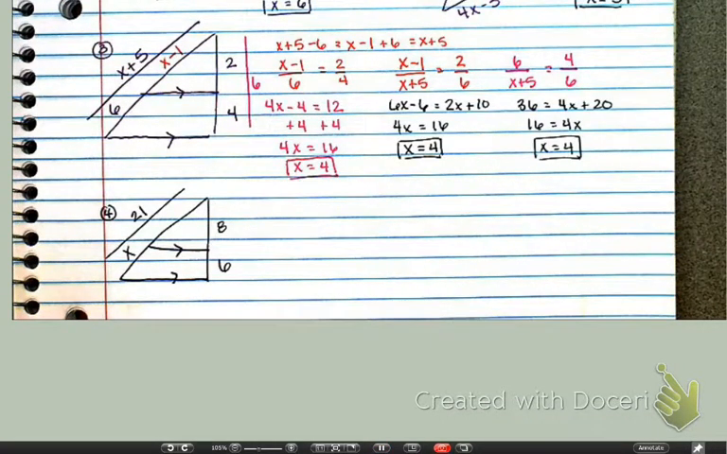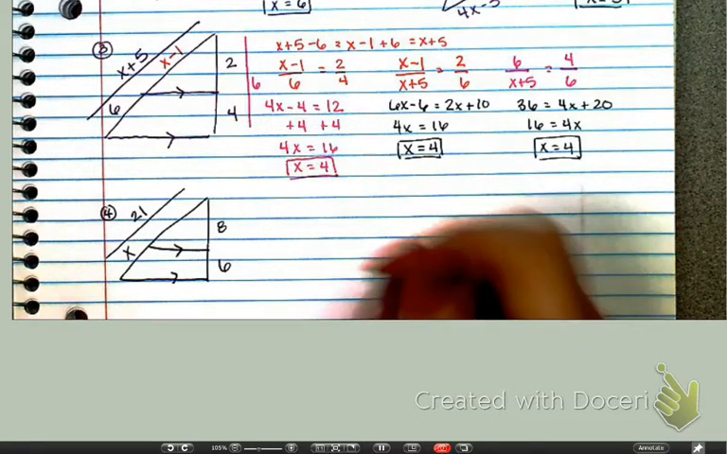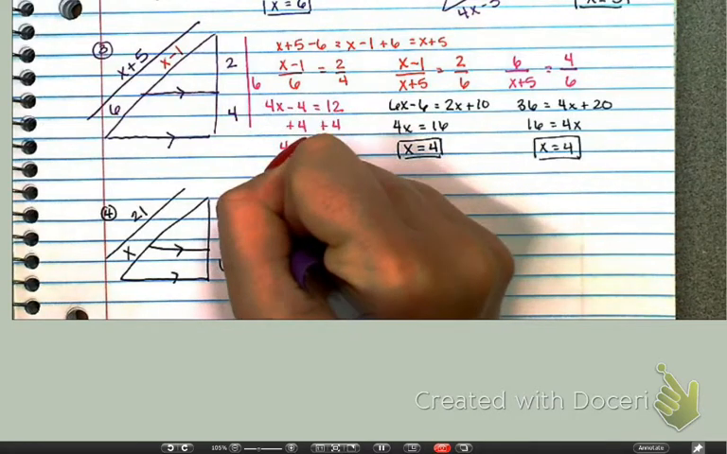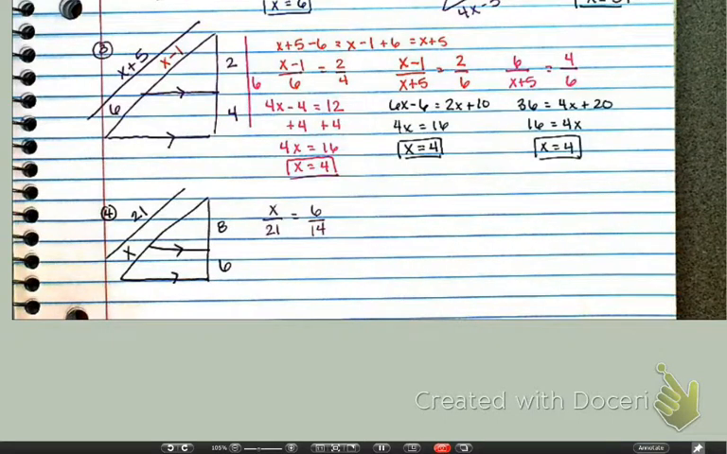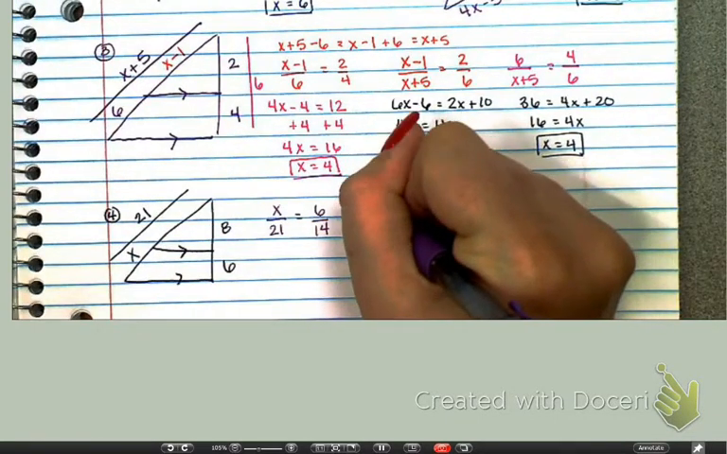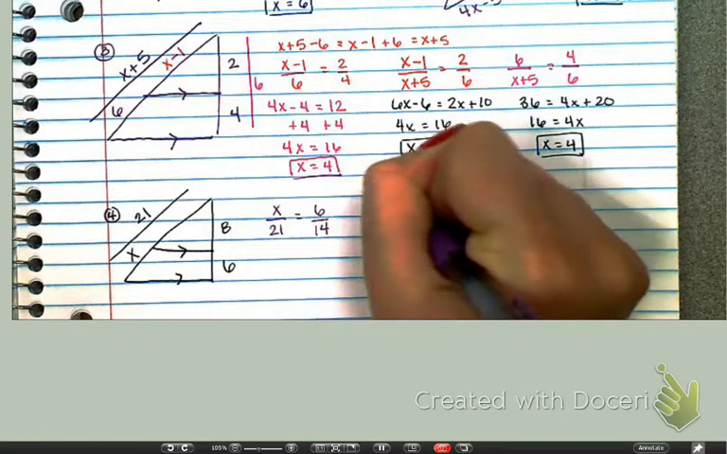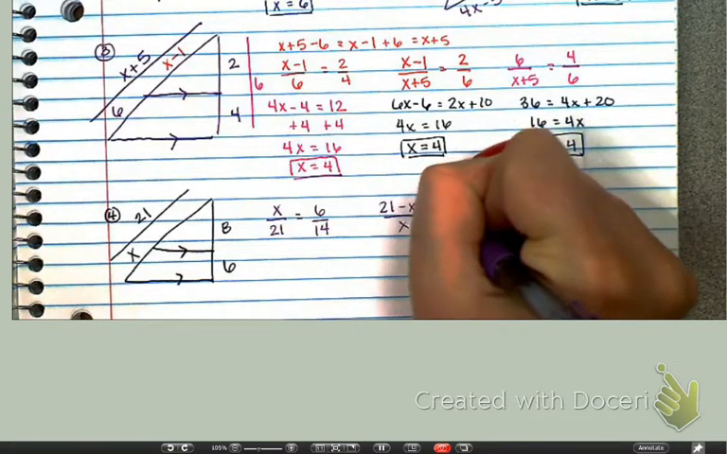Okay, so let's see. Someone give me their proportion. Go ahead. X over 21 equals 6 over 14. I will take that. Does someone have something different that they want me to verify? No? Everyone used that proportion and or didn't do it? So again, go ahead. 21 minus x over x equals 8 over 6. Yep.